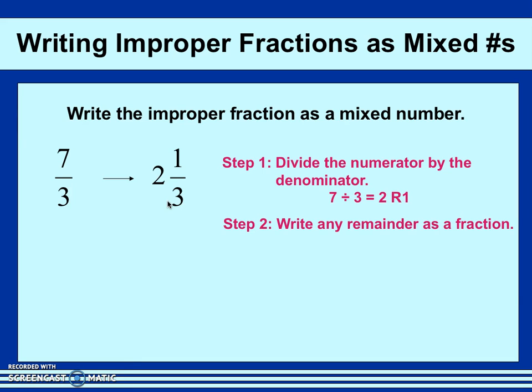Alright, let's try another one. 14 divided by 3. Well, that's going to give me 4 remainder 2. Alright, so I'm going to write that as 4 and 2/3. Alright, divide the numerator, the top number, by the denominator, the bottom number. Write the remainder over the original denominator. Alright, I'm going to have you practice a couple of those also.